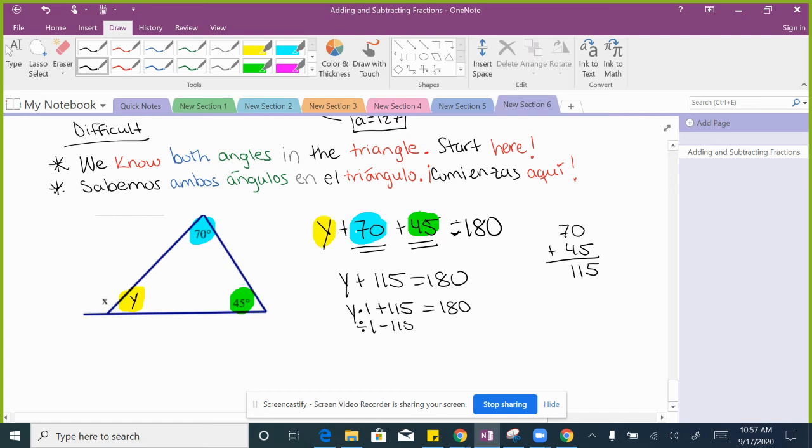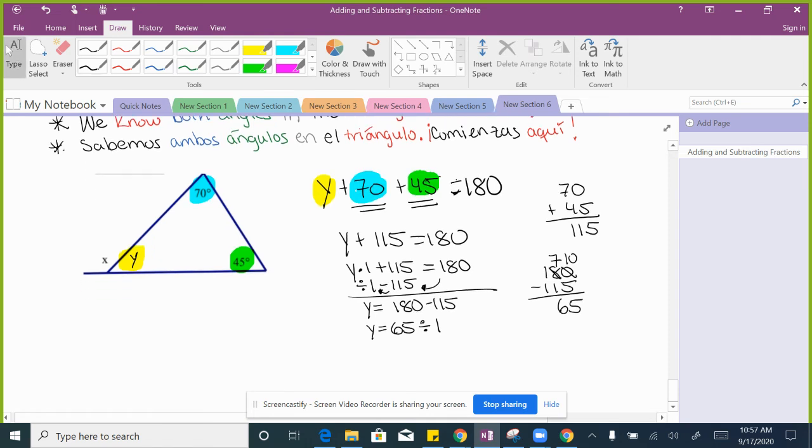And now we're doing the opposites. So I begin with 180. I subtract 115. So 180 minus 115. I can't take 5 from 0, so I have to borrow. Tengo que prestar aquí. So the 0 becomes a 10. 0 cambia a 10. 10 minus 5 is 5. 7 minus 1 is 6. So y is 65. And then we divide by 1 because we're backtracking. And y equals 65 degrees.